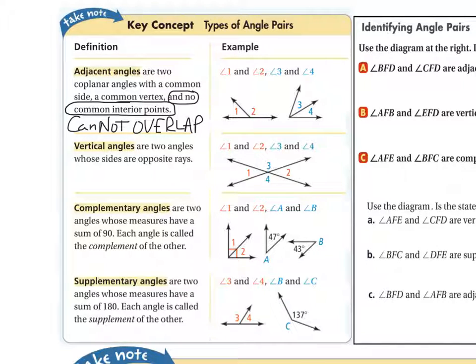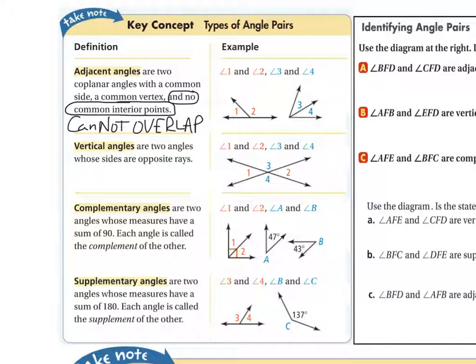Vertical angles are two angles whose sides are opposite rays. So as you're looking at this, sides are opposite rays. This is a side, and this is a side. These are opposite rays, and they form a straight line. And these are opposite rays, and they form a straight line. 1 and 2 are verticals, and 3 and 4 are verticals. Again, think right across from each other when you think vertical angles.